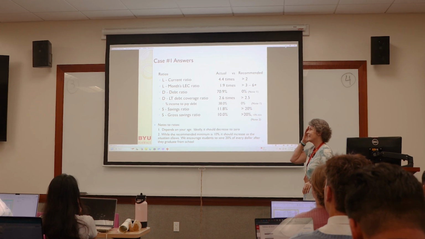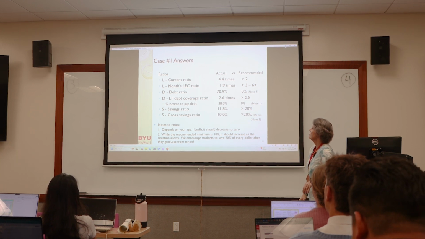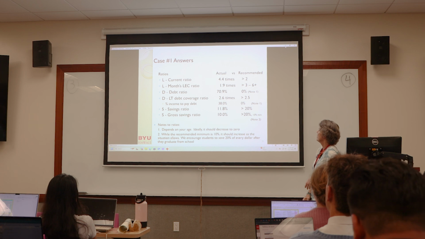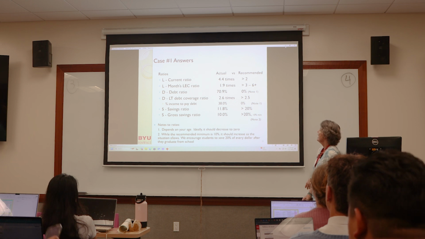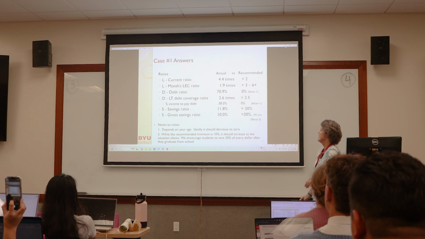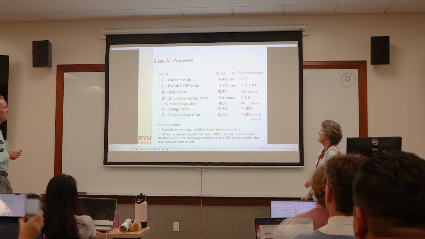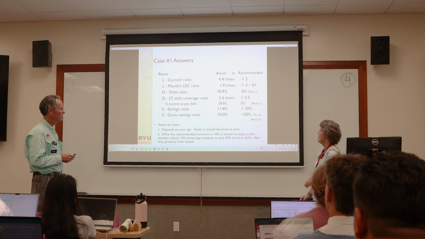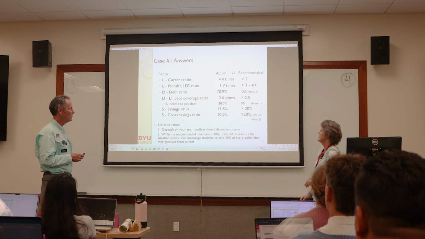We understand that. And then the long-term debt coverage ratio, we recommend greater than 2.5, and they have 2.6, not much more. Percent of income to pay the debt, it takes them 38% of their income to pay their long-term debt payments. Their savings ratio, we recommend that it's greater than 20, it's only 11.8, and their gross savings ratio, we recommend greater than 20, and it's 10. 10%.